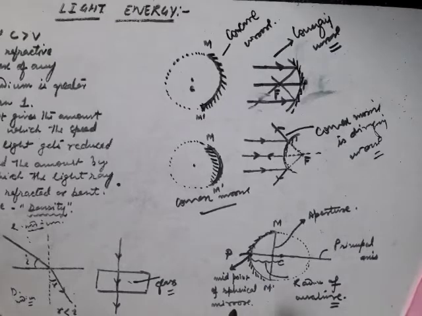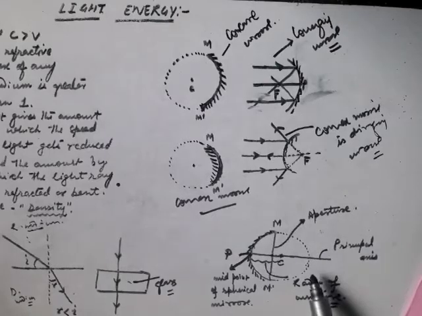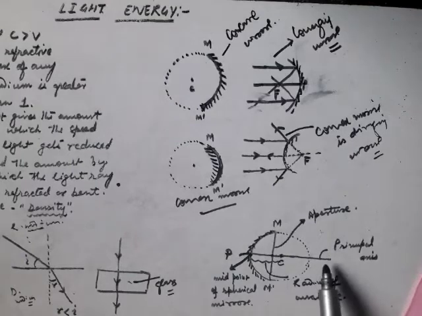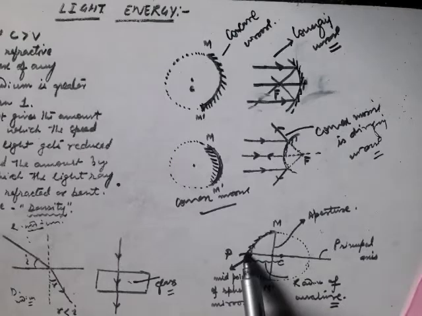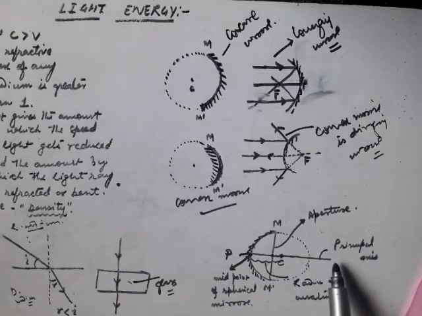Okay. And what is the principal axis? Principal axis, we can say, is the imaginary line joining the center of curvature and the pole. Any imaginary line which joins the center of curvature to the pole is called the principal axis.